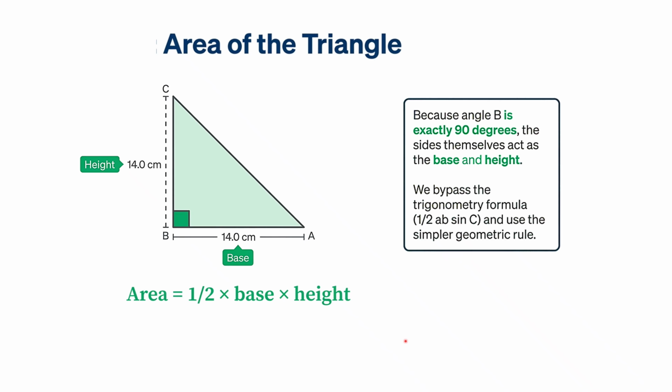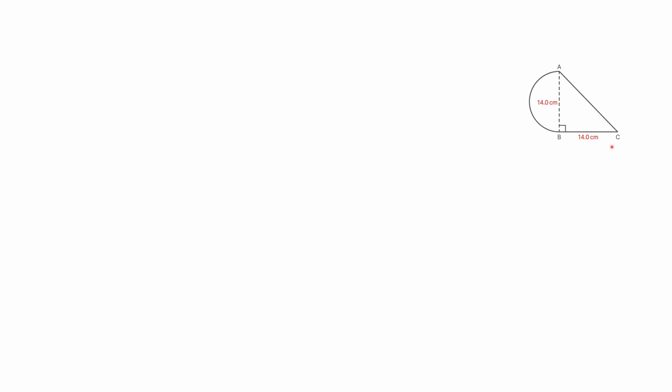If any student wants to use this formula, half into A into B into sine C, that will give the same answer, because here the angle is 90 degrees and sine of 90 degrees is 1. So if we substitute 1 here, then we get half A times B, which is the same as half into base into height. Now for this triangle, we can use half into base into height to calculate the area.